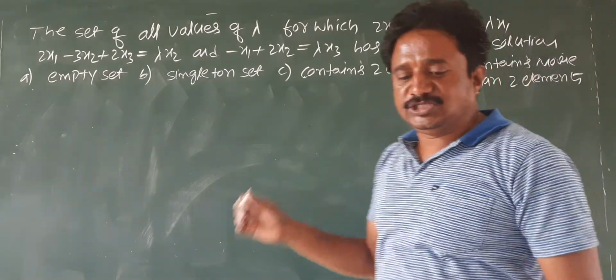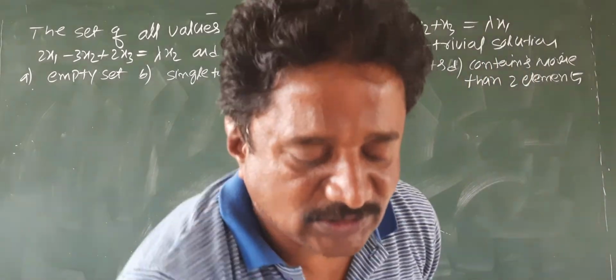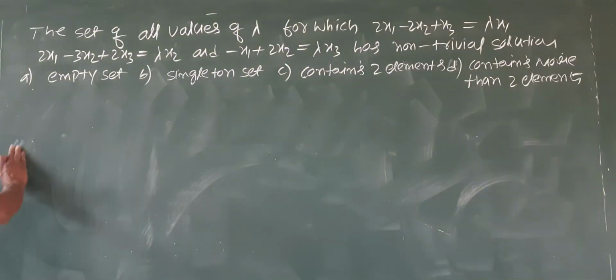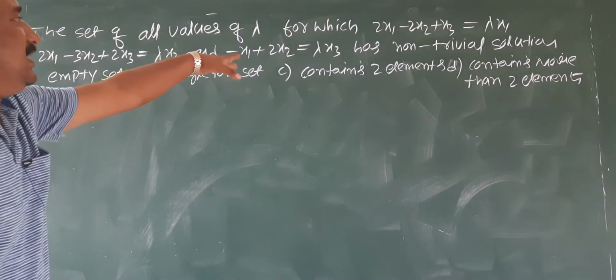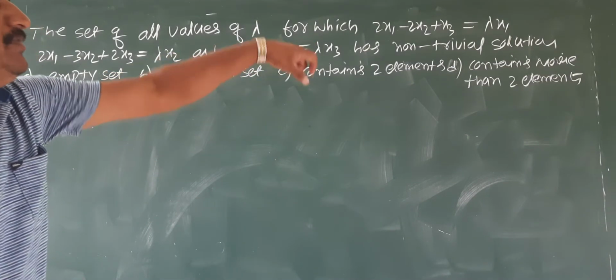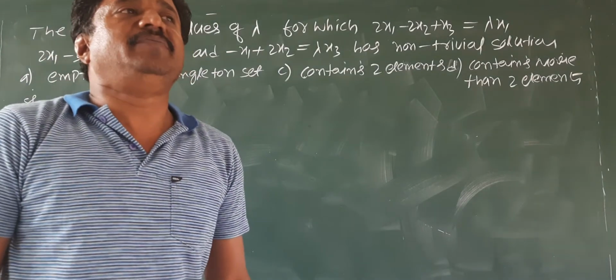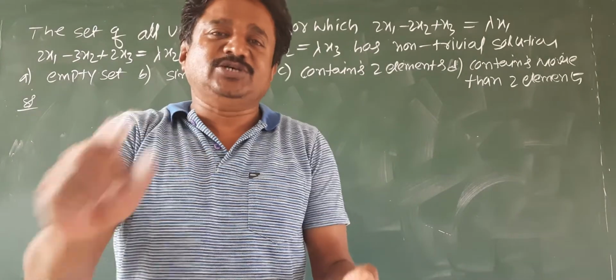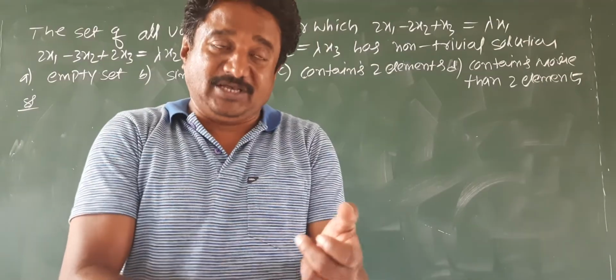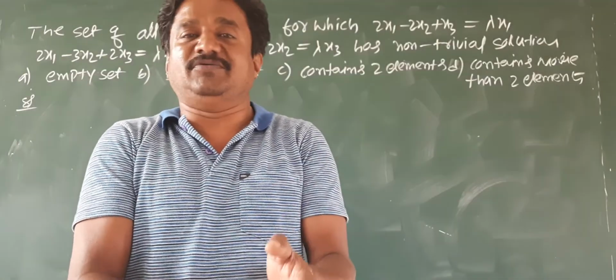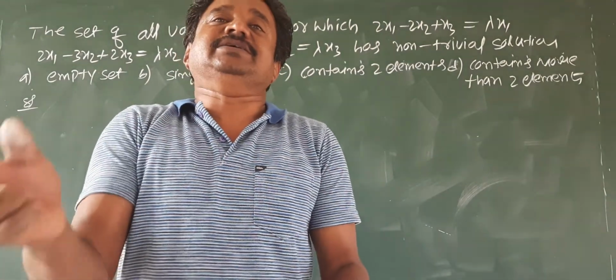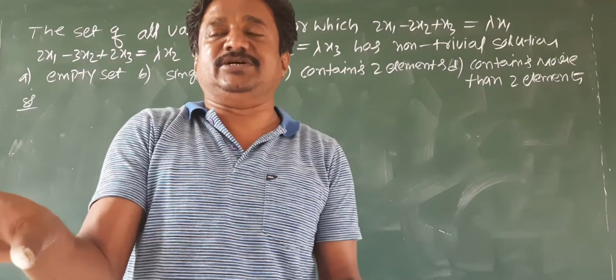So look at this simple question, students. Let us solve this easily. Very simple. The linear equations have a non-trivial solution. Trivial solution means 0, 0, 0: x1 is 0, x2 is 0, x3 is 0. Non-trivial solution means a solution other than zeros.